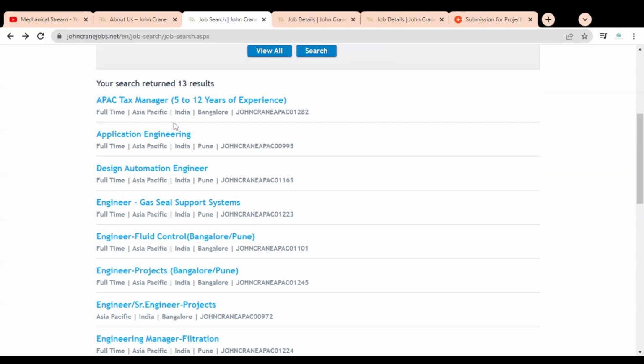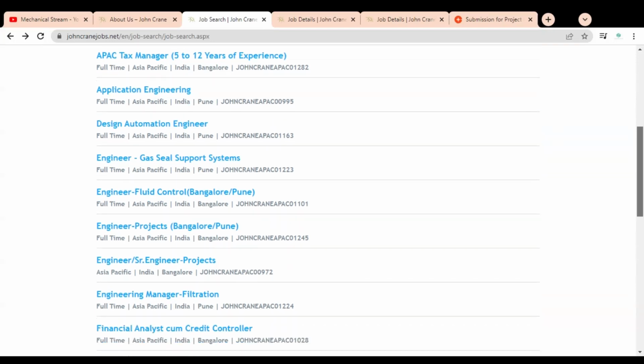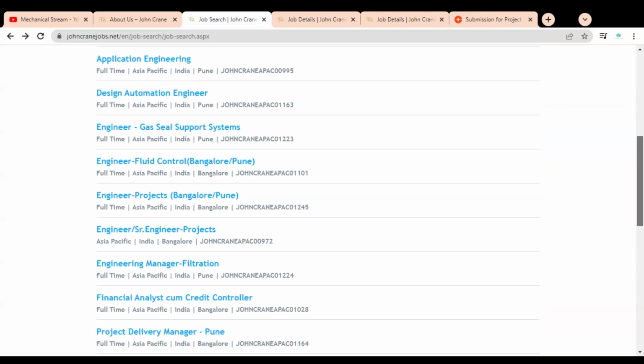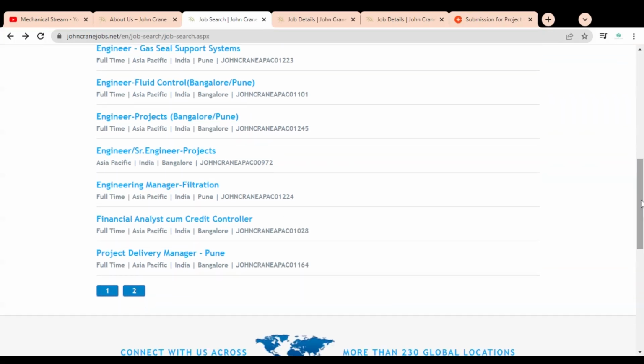So here you can see they have job opportunities like tax manager, application engineering, design automation engineer, engineer for gas seals support system, engineer for fluid control, engineer for projects, then engineer, senior engineer jobs, engineering manager for filtration, financial analyst, then project delivery manager. You can also check various jobs by clicking on the second page.